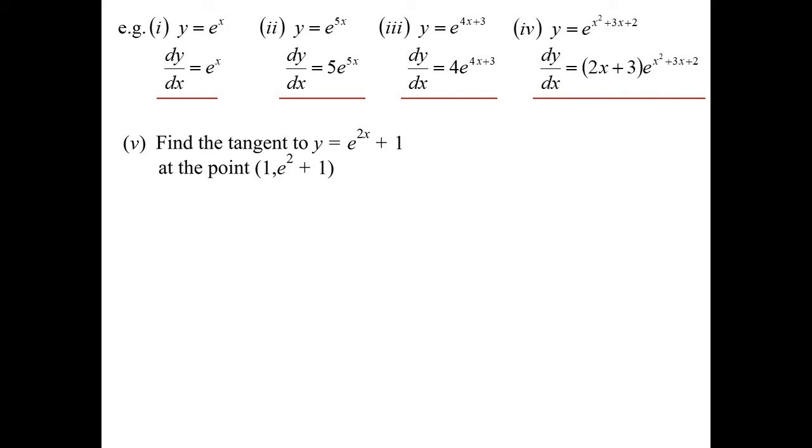Alright, so why do we want to do that? So we can solve questions like this. If we want to find the equation of a tangent, and the curve we're interested in here is our exponential, let's say it's been shifted up 1 and been stretched a bit, hasn't it? So e to the power of 2x plus 1, and it's at the point 1, e squared plus 1. We're going to find the equation of that tangent.